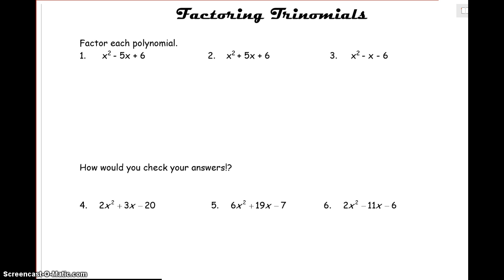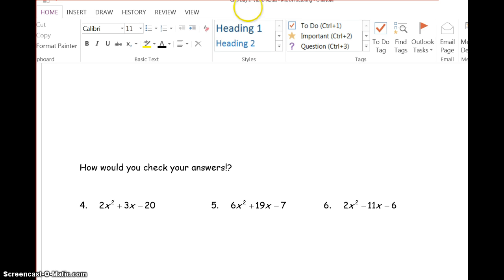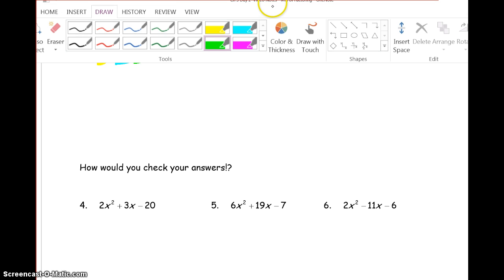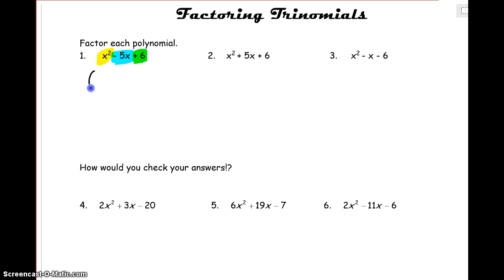Alright, so when it comes to factoring polynomials, what we have to remember is there are three parts to each polynomial. So I'm going to highlight them. There is the x squared term, then there is the x term, and then there is just the number at the end. When we are factoring, what we're trying to do is group them in such a manner that when we FOIL it back out, we get the polynomial that we have right here. Okay? So keep that in mind.